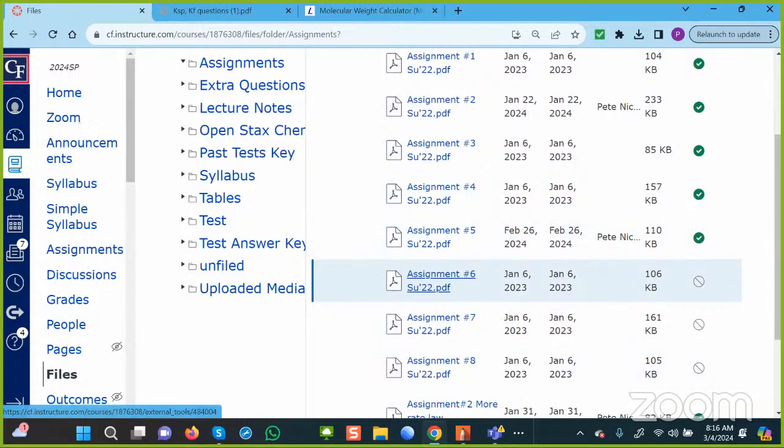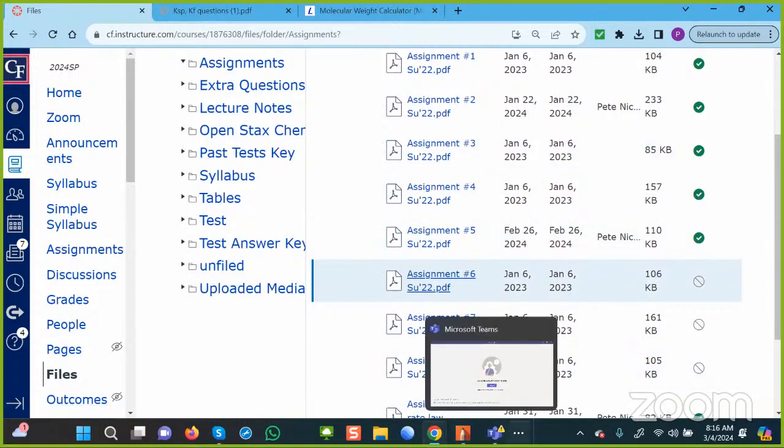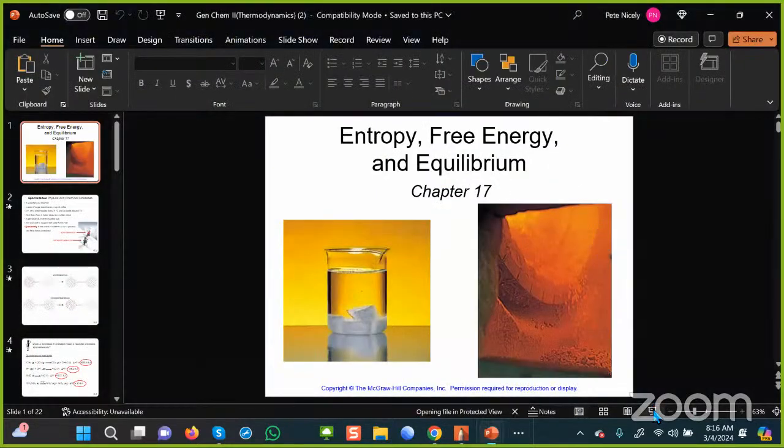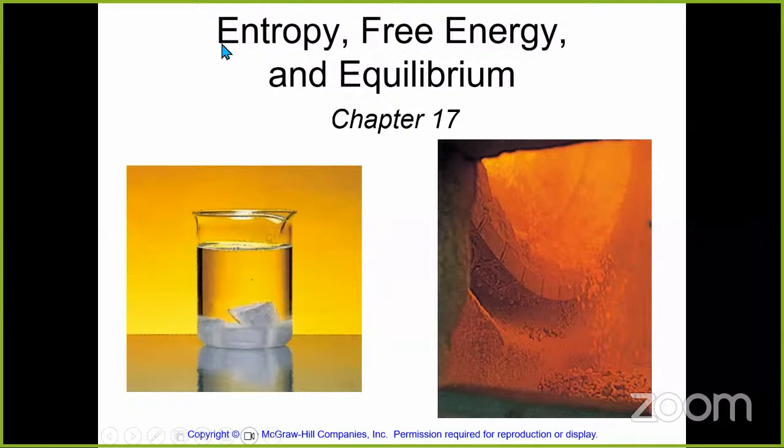All right. Okay, so let me get to the PowerPoint, which deals with thermodynamics. And these terms you see here, entropy, free energy, and equilibrium are all essential when it comes to this particular topic of thermodynamics.